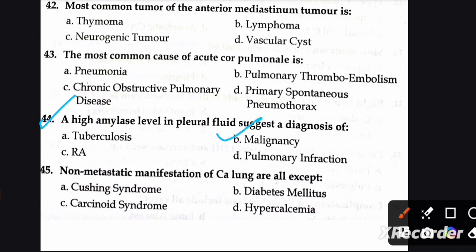Next question is non-metastatic manifestation of CA lung are all except A Cushing syndrome, B diabetes mellitus, C carcinoid syndrome, and D hyperkalemia. Right option is B, diabetes mellitus.